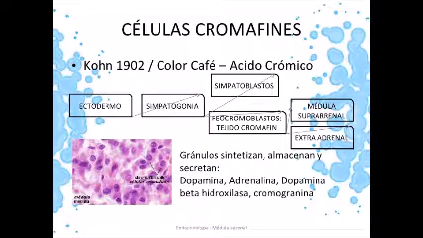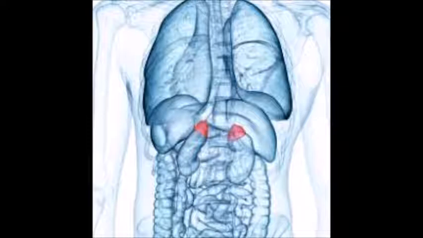Now we have the adrenal glands. The adrenal glands are two organs that are located at the top of the kidneys. We have important cells in the structure. We call them chromaffin cells and ganglion cells. There is secretion of catecholamines and axonic invaginations.